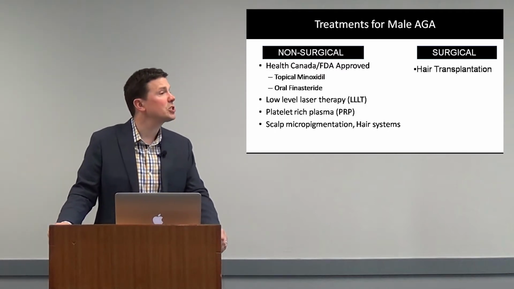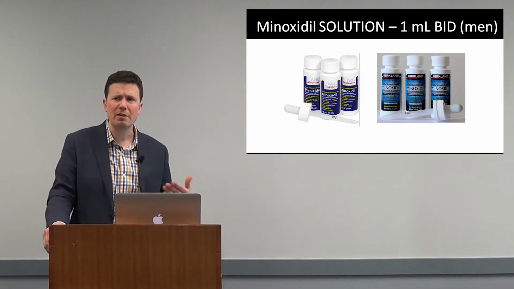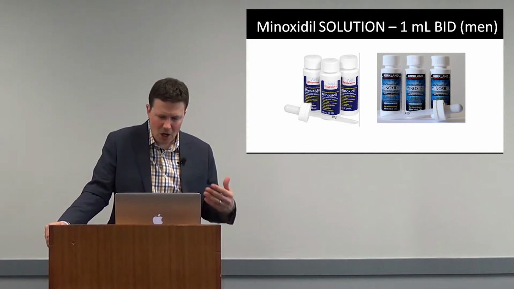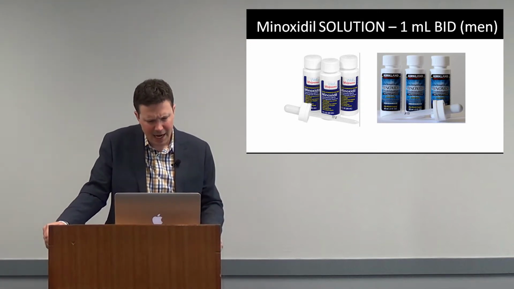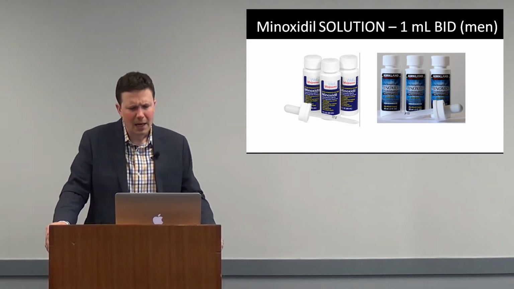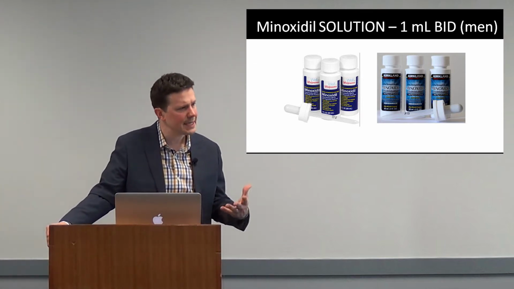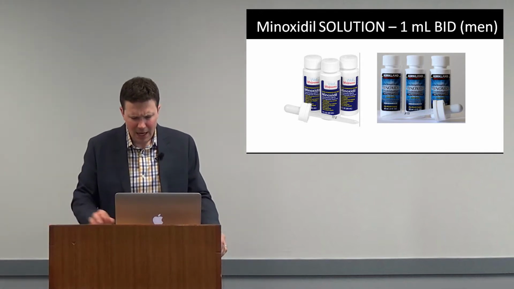So let's talk about minoxidil and let's talk about finasteride. It's very important for treating male balding that you have some understanding of these two agents. Minoxidil is a topical treatment. It was approved in the mid-1980s. There's minoxidil solution and there's minoxidil foam. Minoxidil solution at 5% is used 1 milliliter twice a day. It's more effective than 2% minoxidil.